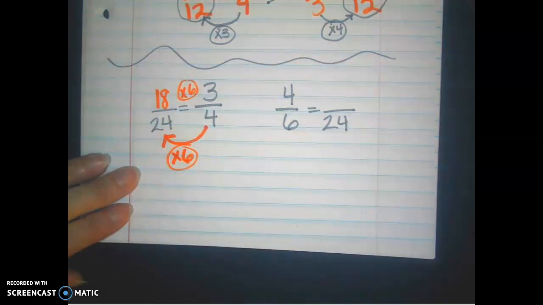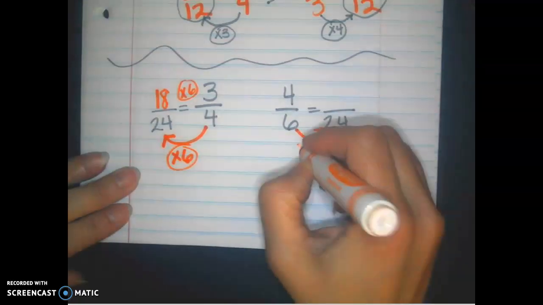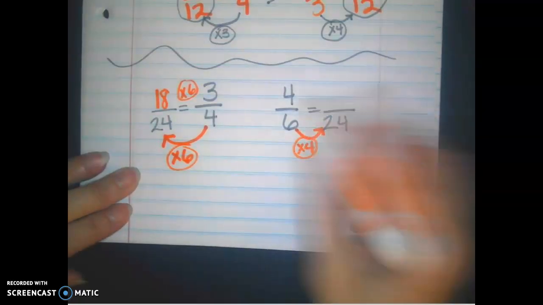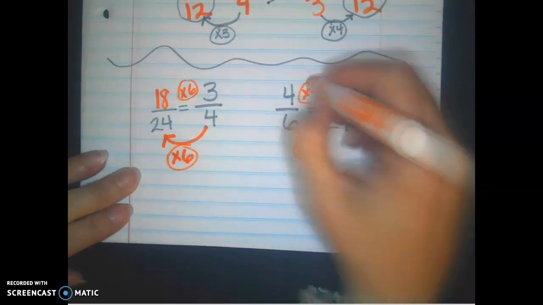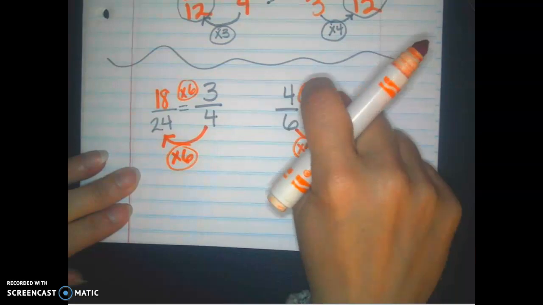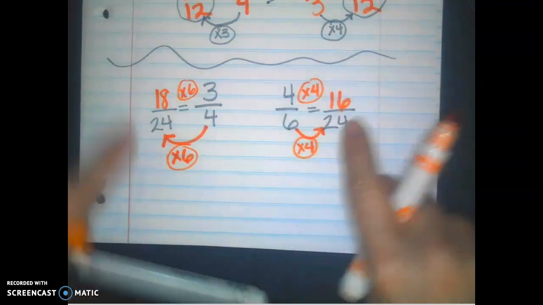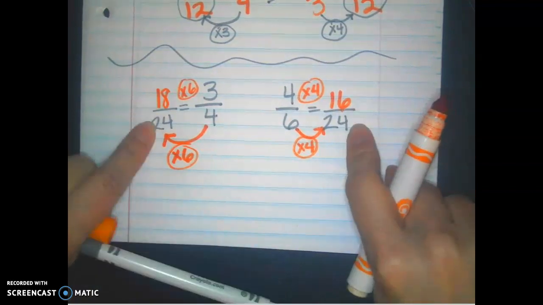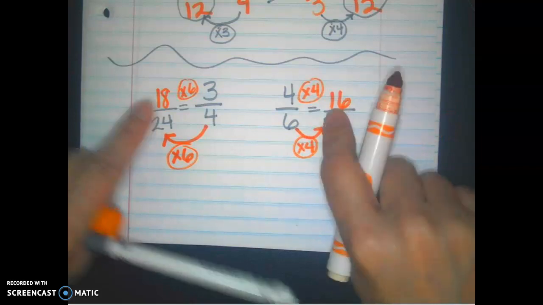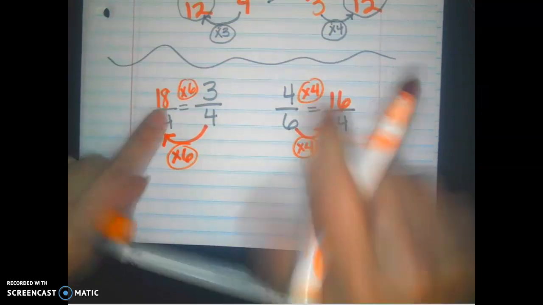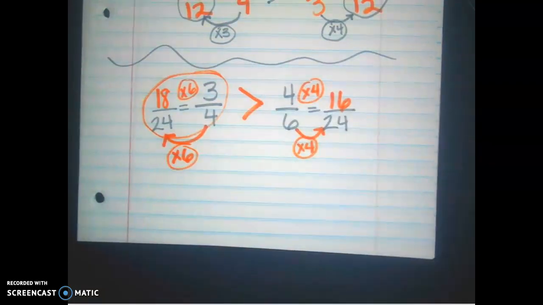You're going to do the same steps on the other fraction. How do you get from 6 to 24? 6 times what makes 24? Well, 6 times 4 makes 24. So I know I need to multiply the top times 4. And then you multiply your numerator times 4. 4 times 4 is 16. Now you can compare these two fractions. What's bigger, 18 over 24 or 16 over 24? Since the denominators are the same, you can look at your numerators. 18 is bigger, which means this is bigger. So 3/4 is greater than 4/6.